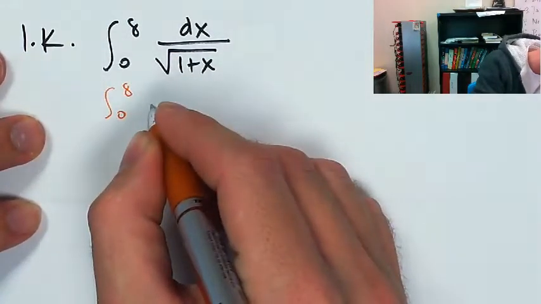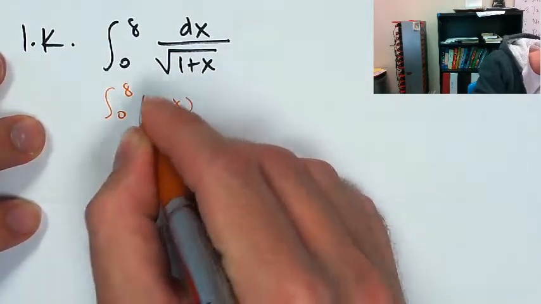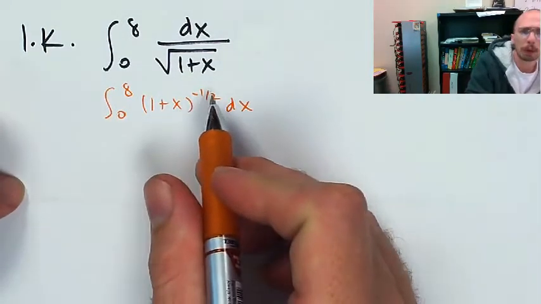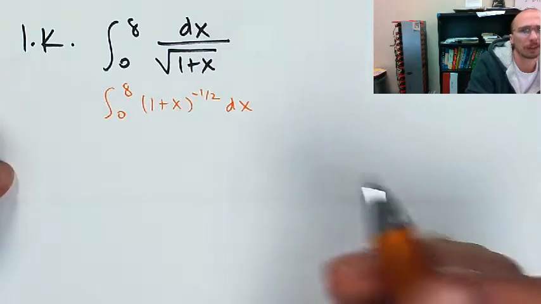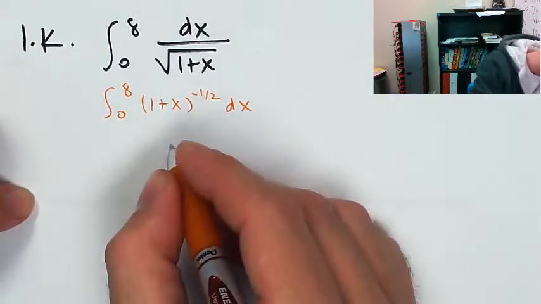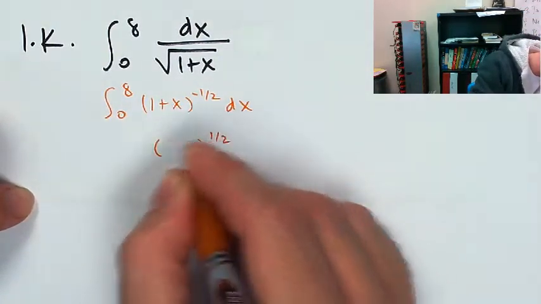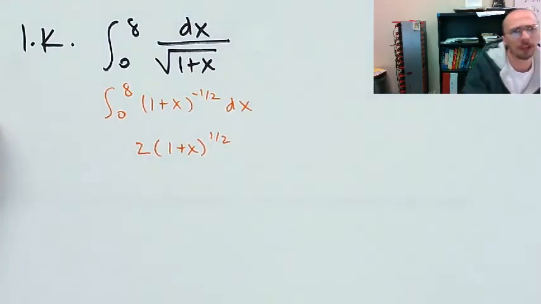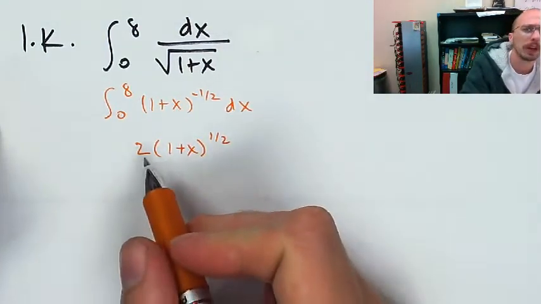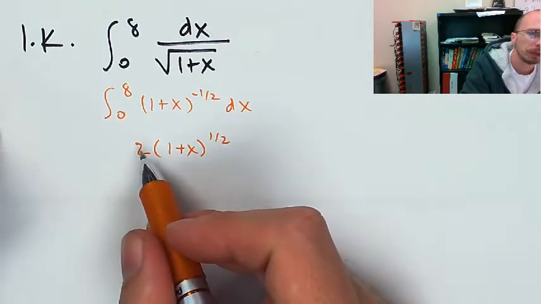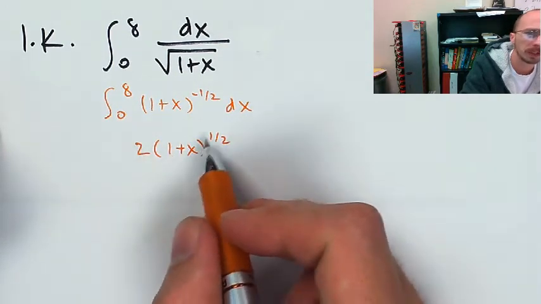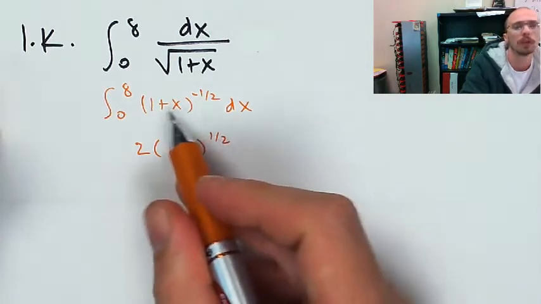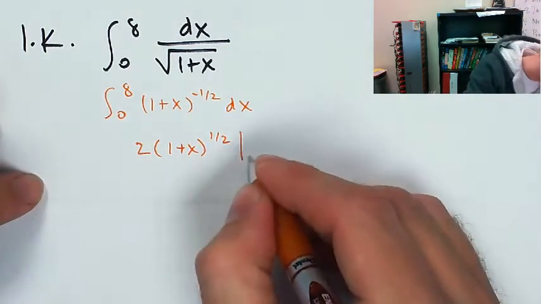So rewrite plus x to the negative 1/2 power. Okay, and I should be able to use the power rule on this because the derivative of the inside is just 1. So I'm going to add 1 to the power, divide by the new power, and just check to make sure using the derivative, right? So 1/2 of 2 is 1 times 1 plus x to the negative half times the derivative of 1 plus x with respect to x, which is 1. So this is an antiderivative.